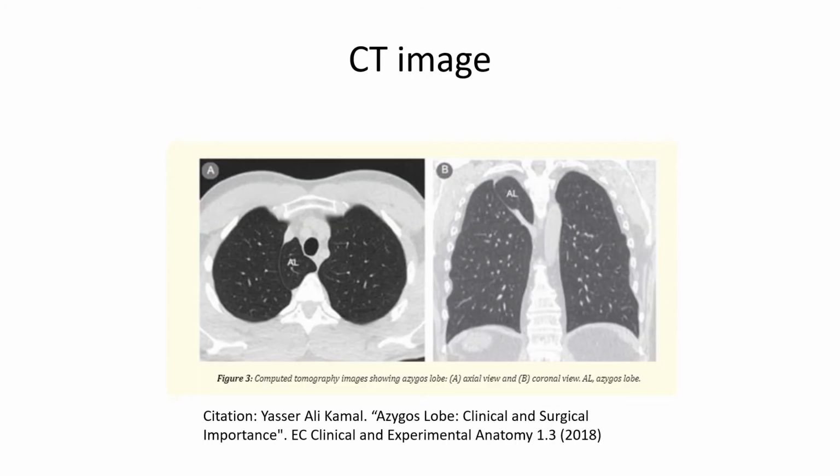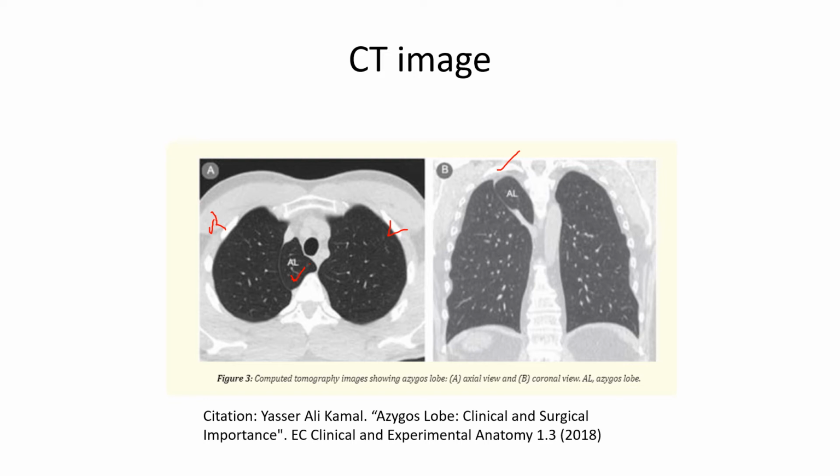In this CT image, you can see the right lung. This is the right lung and this is the left lung. And this transverse section, we call it axial view, and this is the coronal view. And in relation with the right lung, you can see the azygos lobe. This is the azygos lobe.